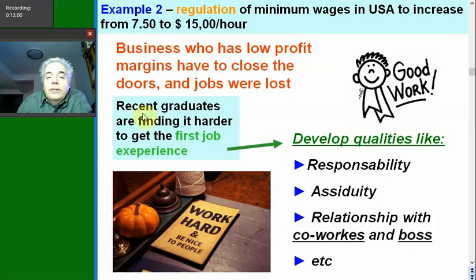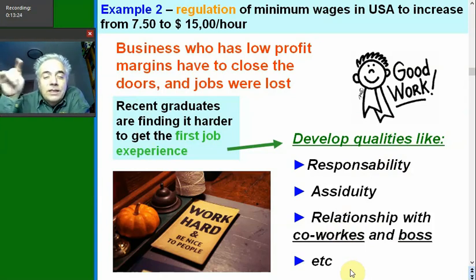So, for example, new graduates need kind of a first job, right? So they can develop skills and improve, right? So developing qualities like responsibility, assiduity, relationship with coworkers and boss, etc. So if they never had an experience working in a place, they're never gonna be able to say, "Oh, I have job experience." This is kind of the chicken and egg problem, right? The chicken and the egg. So who comes first, the chicken or the egg?